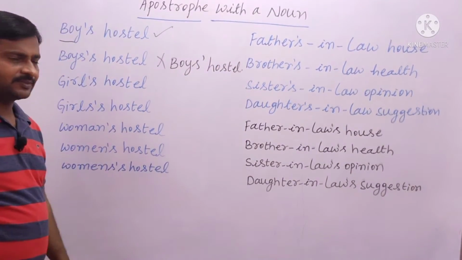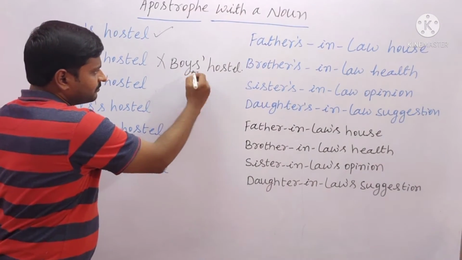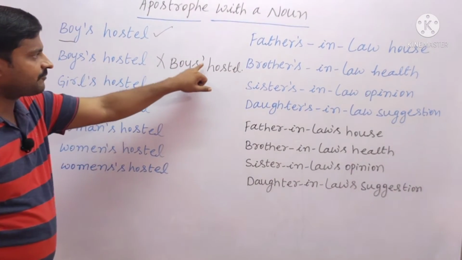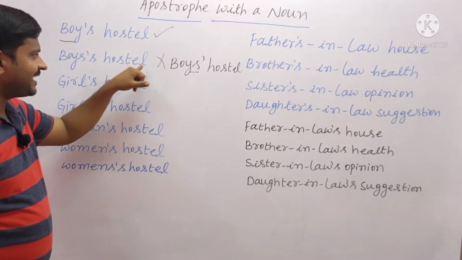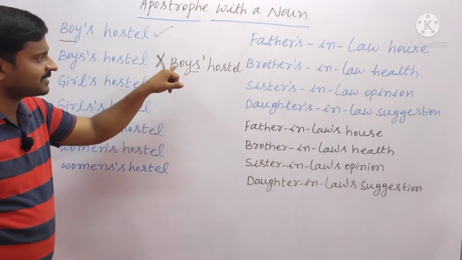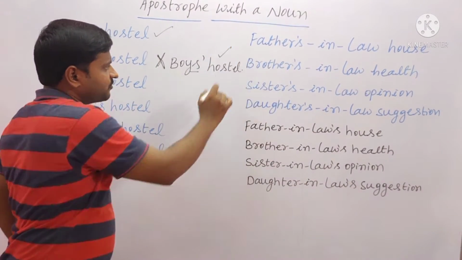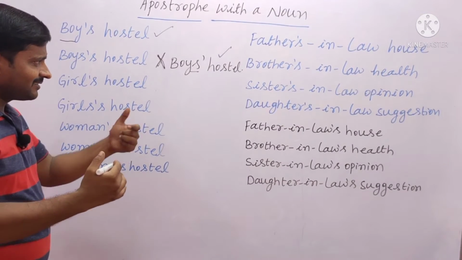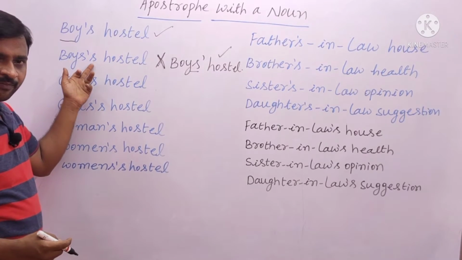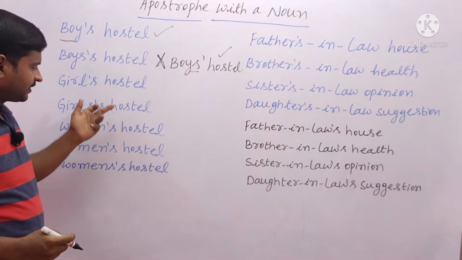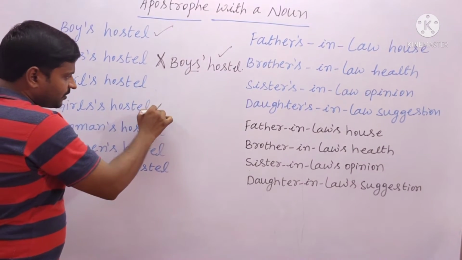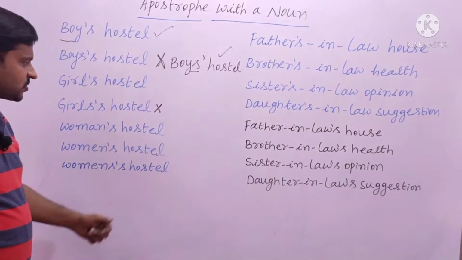Boys' hostel. You see, here, plural boys, apostrophe. No need to mention S after the apostrophe. If you mention S, it is wrong usage. Which is the right one? This is the right one for any plural noun: boys' hostel. As you see, girls' hostel follows the same format. What I gave you for boys' hostel, follow the same format here also. Girls' with apostrophe S is also wrong usage.